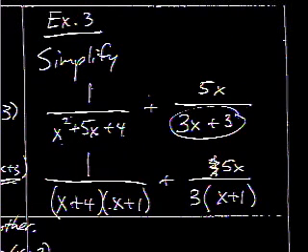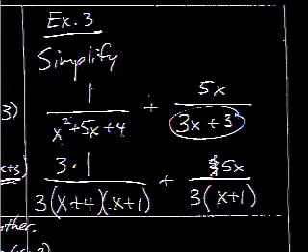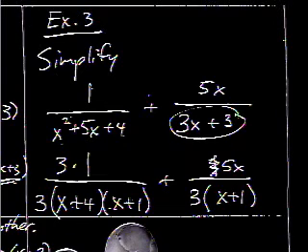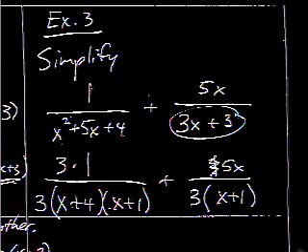Okay, now, what is this denominator missing that the other one has? Well, definitely missing a 3. So I'm going to multiply top and bottom by that. Doesn't look like it's missing anything else. It's already got an x plus 1. So I'll come over here. What's this denominator missing that the other one has? Looks like an x plus 4.